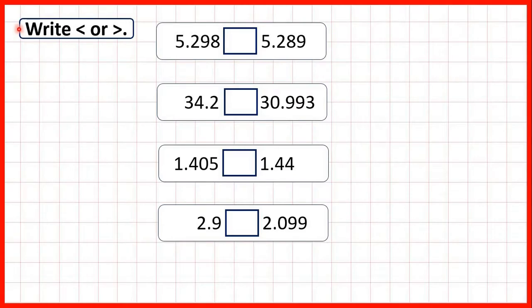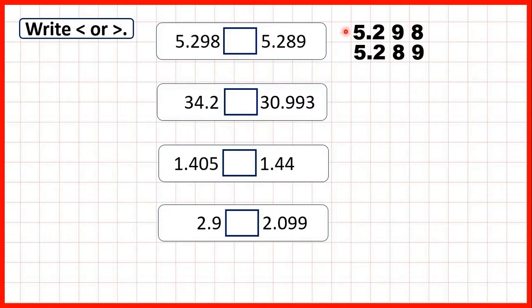Now we need to compare decimals. First, we have 5.298 and 5.289. The way that we compare decimals is to write both numbers out, one below the other, with the decimal points lined up, because if the decimal points are lined up, then the place values, so the ones, tenths, hundredths and thousandths digits will be lined up as well.